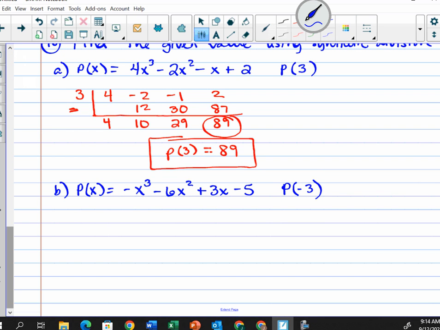All right, you guys try this one. So again, same thing. Find P of -3, and I specifically said with synthetic division.